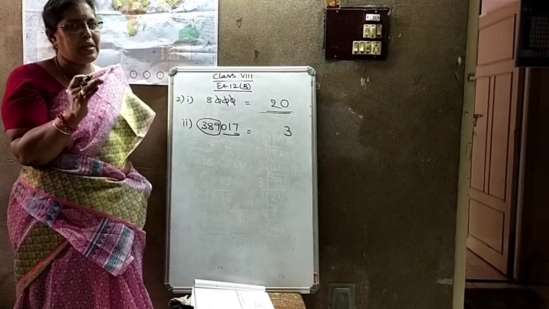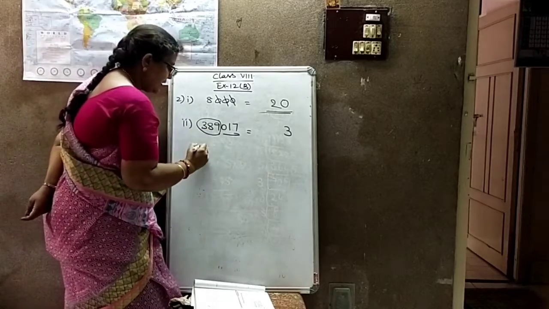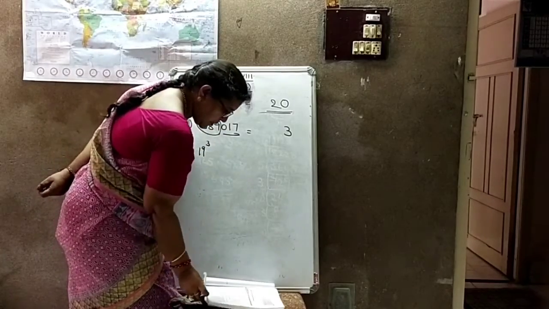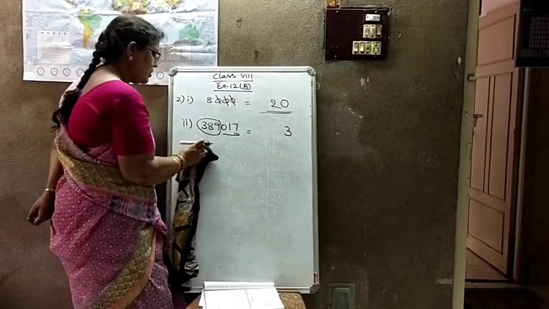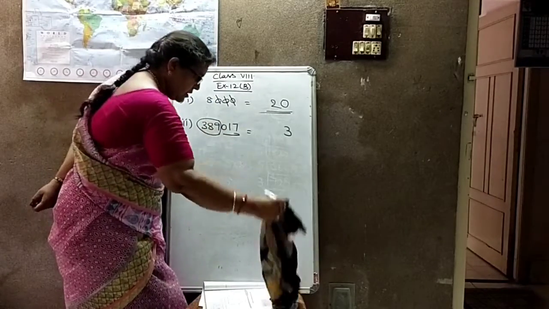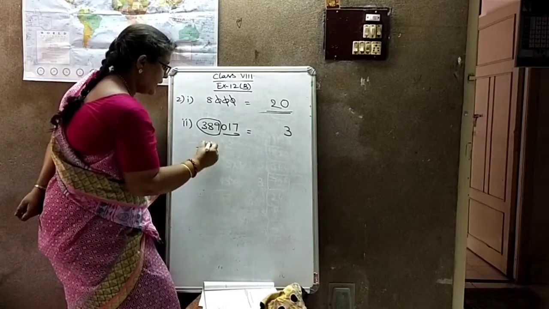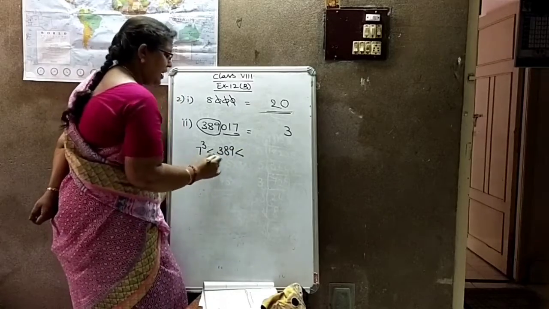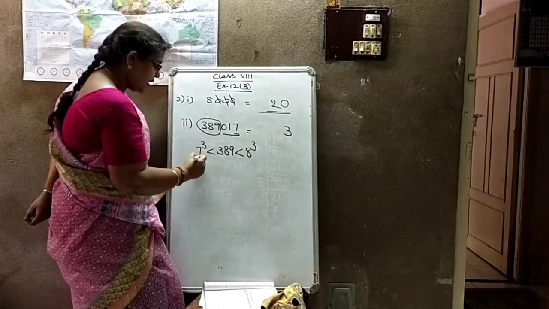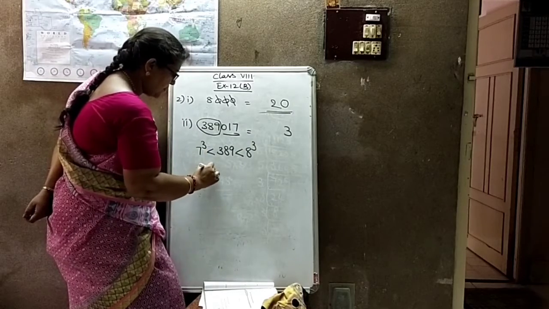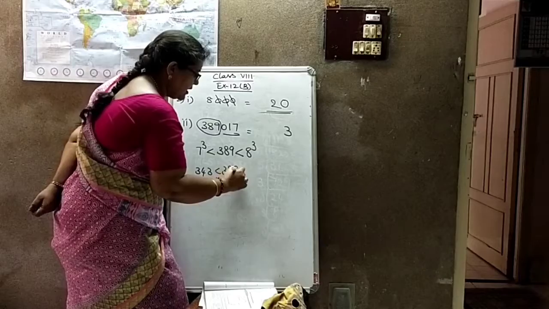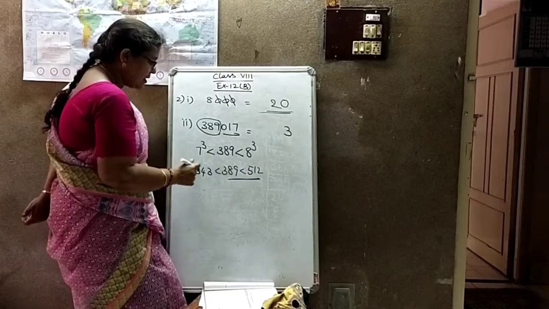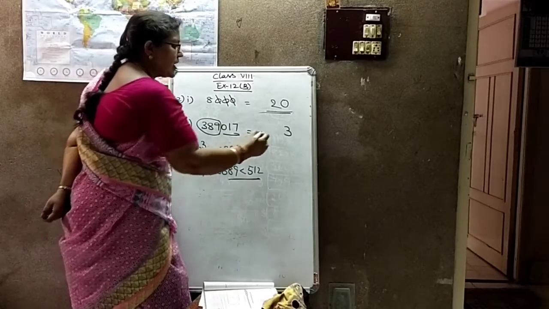Now just see: 7 cube is less than 389, which is less than 8 cube. Because 7 cube is 343, which is less than 389, and 8 cube is 512. There is a lot of difference between these two. So what do we have to consider? 7 cube. So write 7.